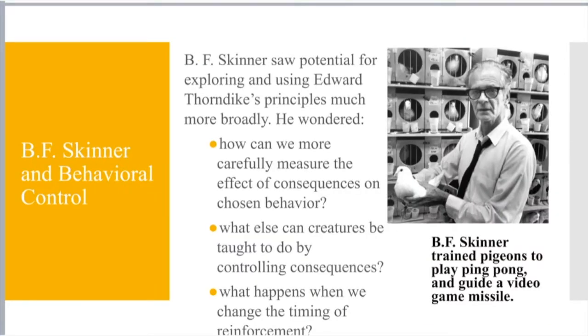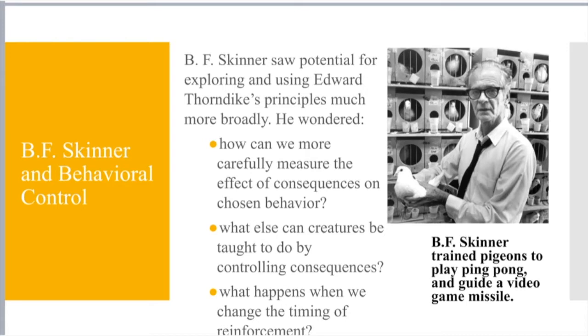Then shifting and adding to our understanding with Thorndike, we now move on to B.F. Skinner. I referenced him in the classical conditioning lecture because he and John B. Watson were kind of the main guys that, I don't want to say argued because they weren't really alive at the same time, but their ideas came in conflict with one another because B.F. Skinner saw the potential for exploring and using Edward Thorndike's principles much more broadly, right?